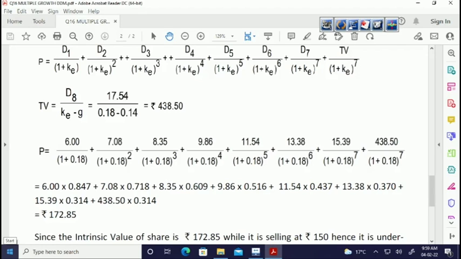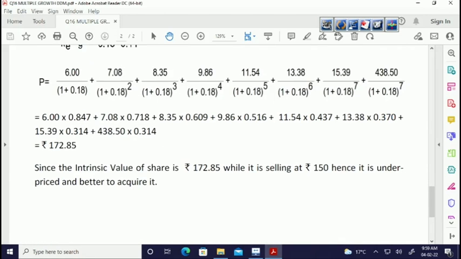They have done the present value of 7 years' dividend and then calculated P7 equal to D8 by RE minus G, 17.54 by RE minus G. So they have prepared the table for 7 years and then calculated P7 equal to D8 by RE minus G. Perfect. Their answer came to 172. The share price was 150. So the share is underpriced. We should buy the share.